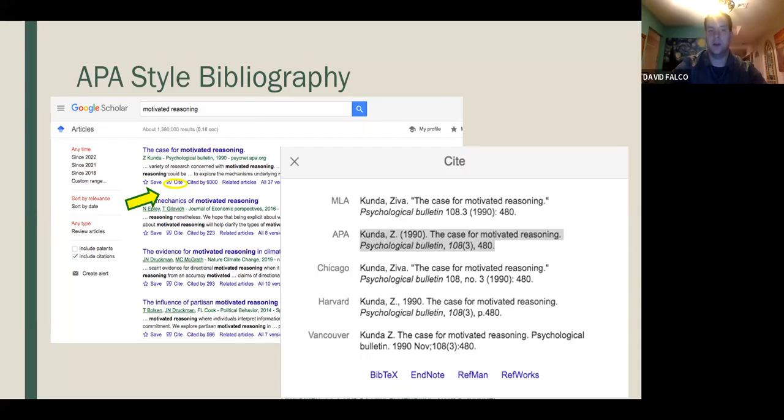For example, if I wanted to use this case for motivated reasoning study, that I was using as the example, I would then go into Google Scholar. I would hit this cite button in the lower left-hand corner for each individual article. Once I click on that, that cite box will appear, and then I will just copy and paste the one that says APA in it. It is just that simple. It's definitely something that if you don't do correctly, the judges will knock you for it, and it's such an easy way to get extra points on this essay contest.